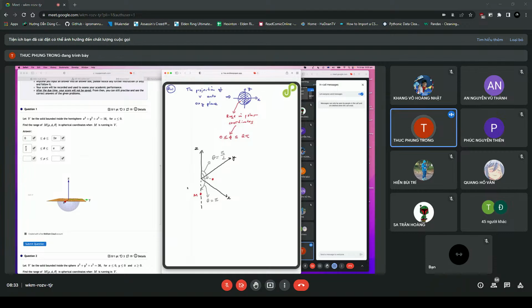All right, so the minimum is pi over 2 and the maximum is pi for theta. The last one, rho, obviously it can be 0 or close to 0, but it should be less than the number 4 for my question, because the radius is 4. So this is the answer to my question 1.